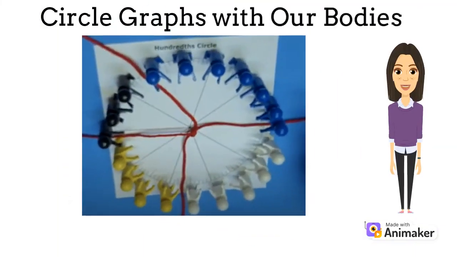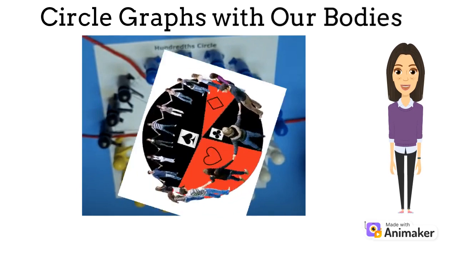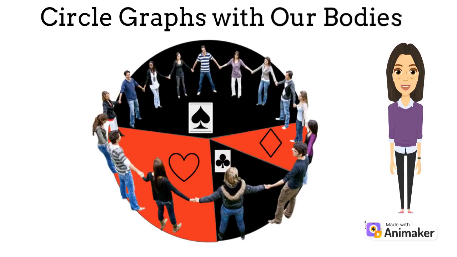One way that students can represent circle graphs in a concrete form is with their bodies. You can give each student a random card from a deck of cards and have them stand in groupings of that suit. Then have them stand in a circle. Use skipping ropes to show the different parts of the circle.